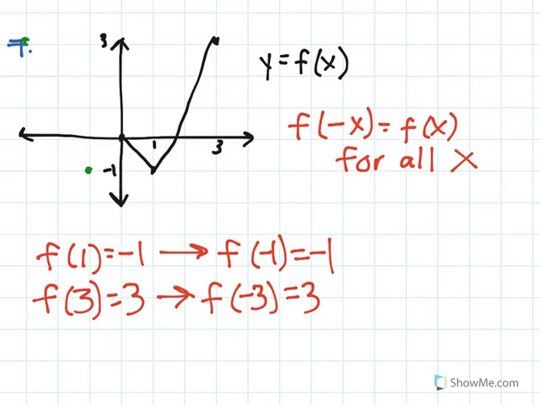Basically, from these points, we get the idea that when f of negative x is equal to f of x, that just reflects our graph across our y-axis. So we can use our rule to plot some new points on the other side of the axis, and then we can just connect our dots to complete the graph.